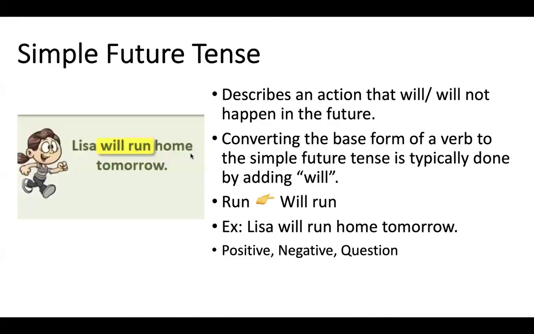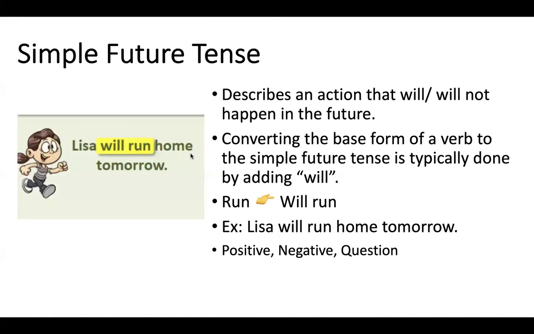Moving on, let's look at the simple future tense. So the simple future tense describes an action that will or will not occur in the future. Converting the base form of a verb to the simple future tense is typically done by adding will. So if we take the word run, for example, and we add will before it, we will get will run. For example, if we use this in a sentence, we'll have Lisa, which is the subject, will, which shows that the action run will happen. Lisa will run home tomorrow.